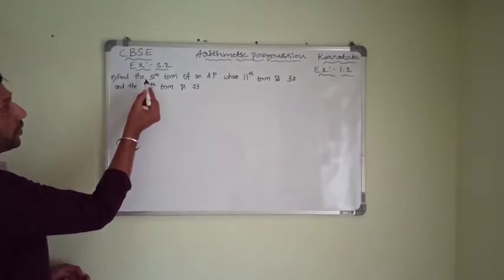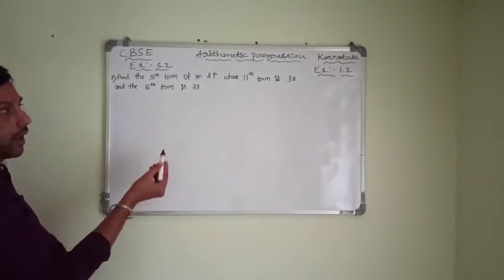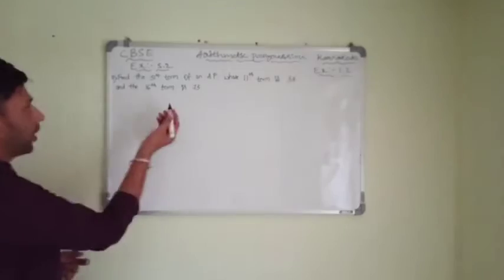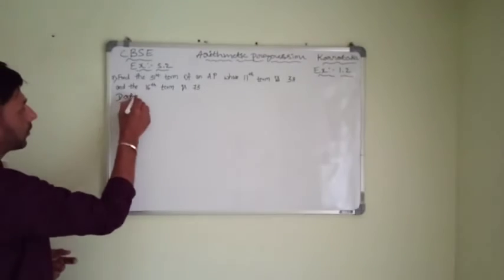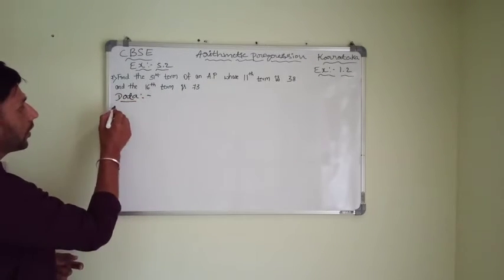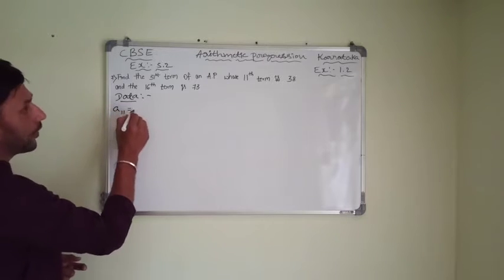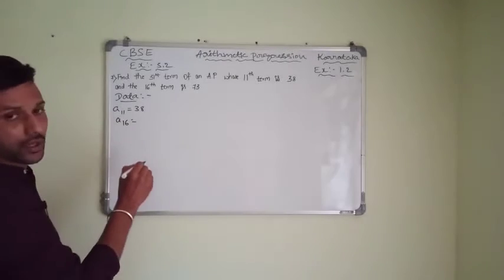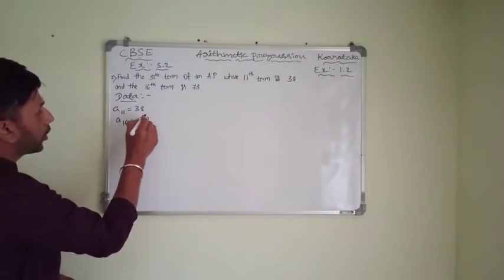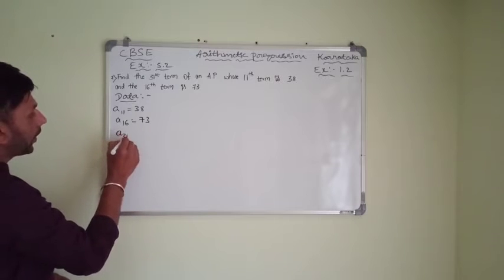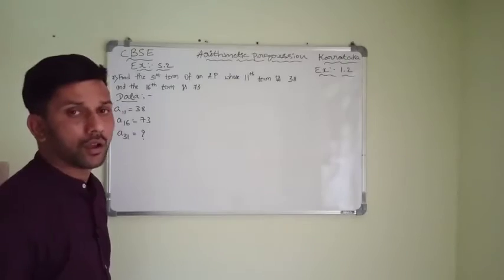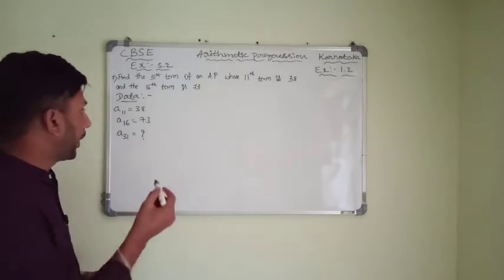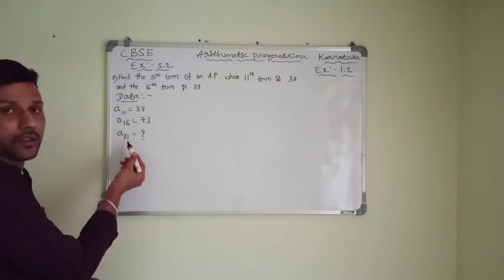So here you need to find the 31st term, and they have given the 11th term 38 and the 16th term is 73. Now I'll write down the data, what they have given. So data: a 11th term is 38. Also they have given a 16th term, a 16th term is 73. So you need to find a 31st term is equals to question mark. Now how will you find the a 31st term? By using these two conditions you are able to find the a 31st term.